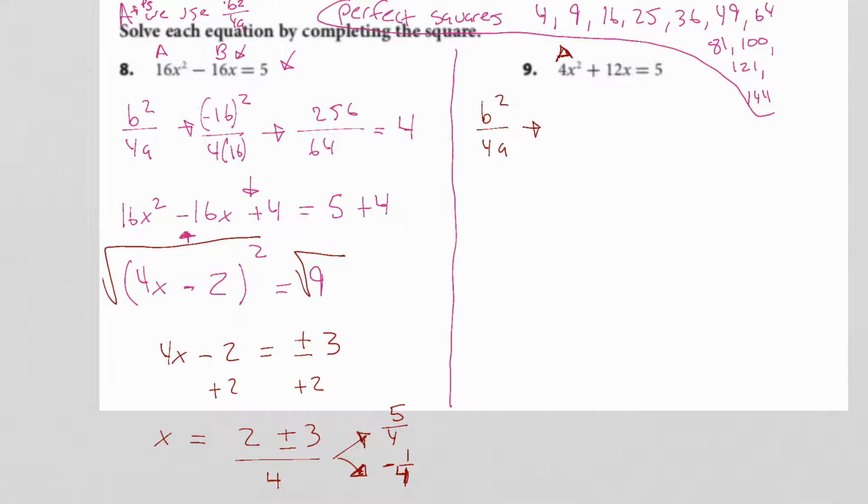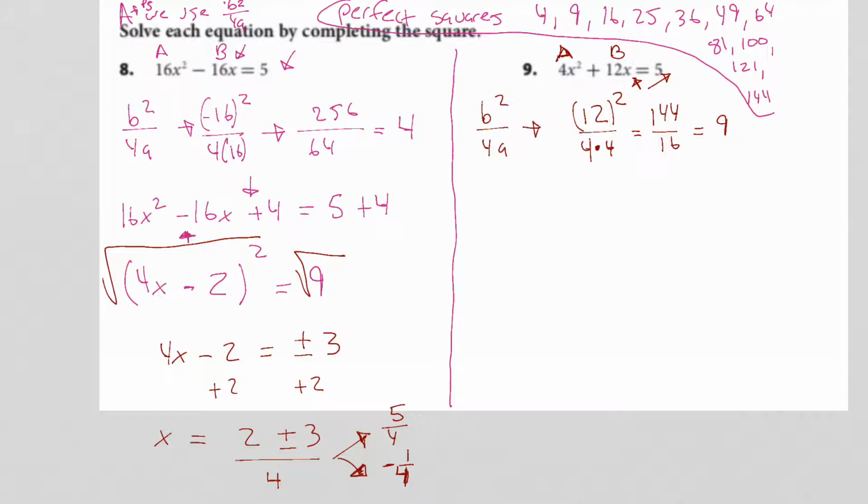So here we go. B is going to be 12. So I'm going to take 12 squared divided by 4 times 4, right? So 4 times 4 is going to be 16 on the bottom and 144 on the top. And 144 divided by 16 is 9. So I got to add 9 there, and I got to add 9 there.